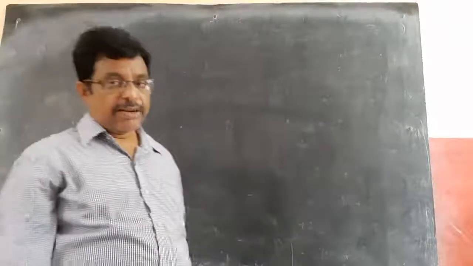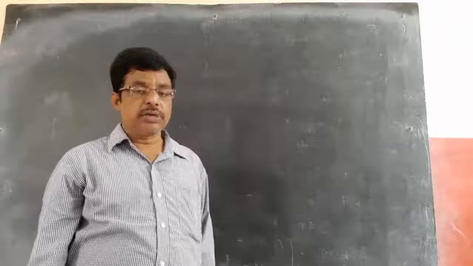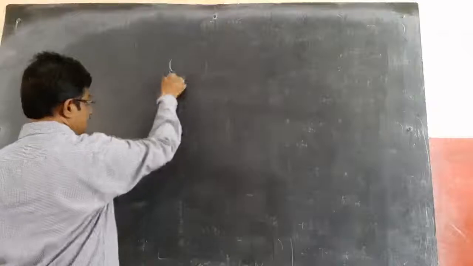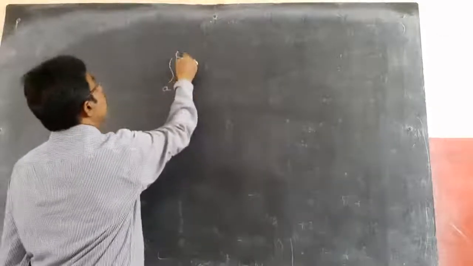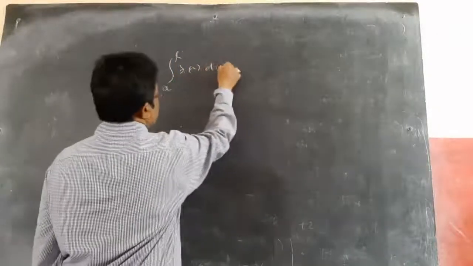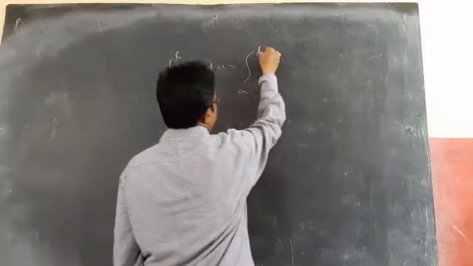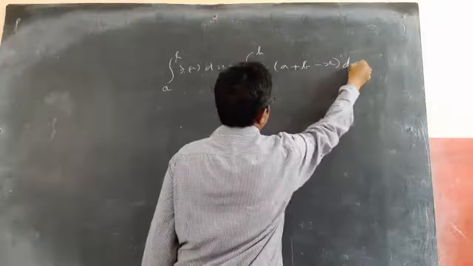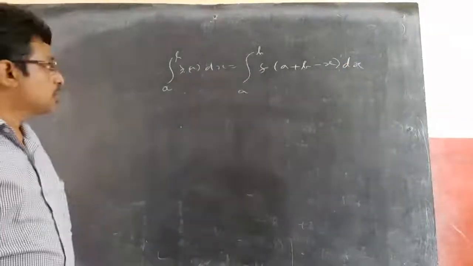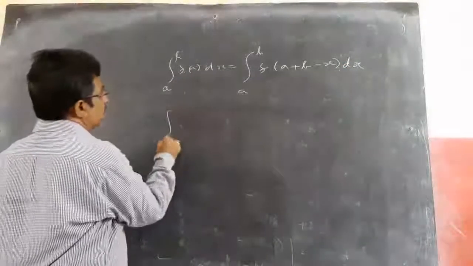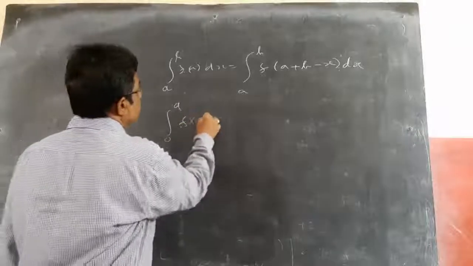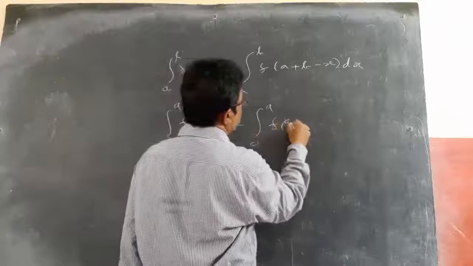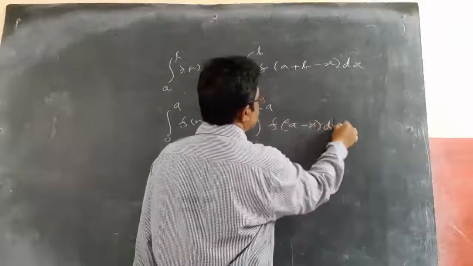Integral of 0 to a f(x) dx equals integral of 0 to a f(a minus x) dx. Third property is integral of a to b f(x) dx equals integral of a to b f(a plus b minus x) dx. And the fourth property is integral of 0 to a f(x) dx equals integral of 0 to a f(a minus x) dx.